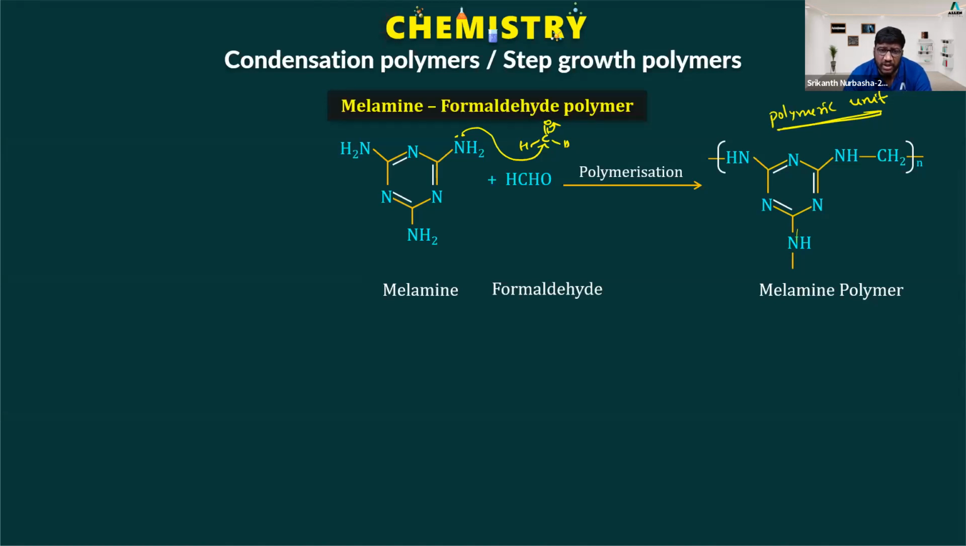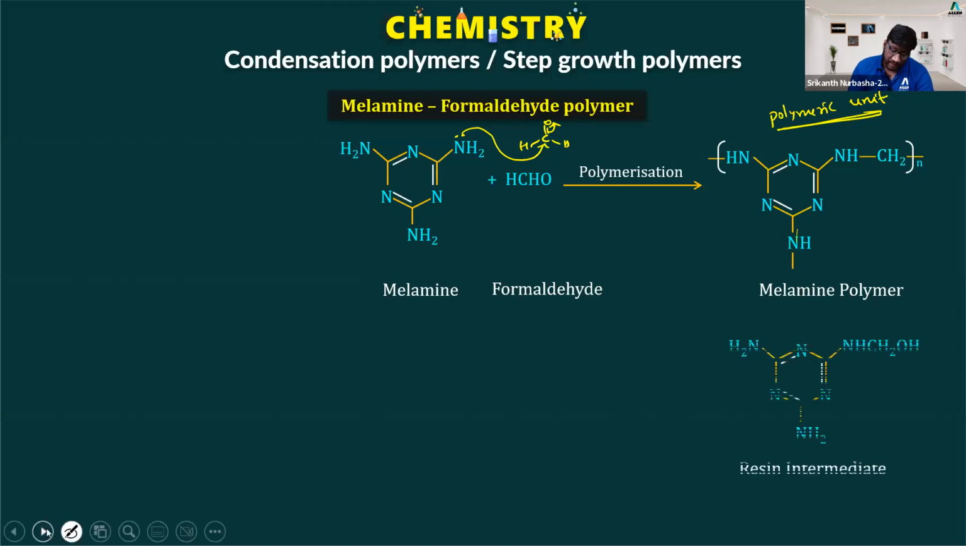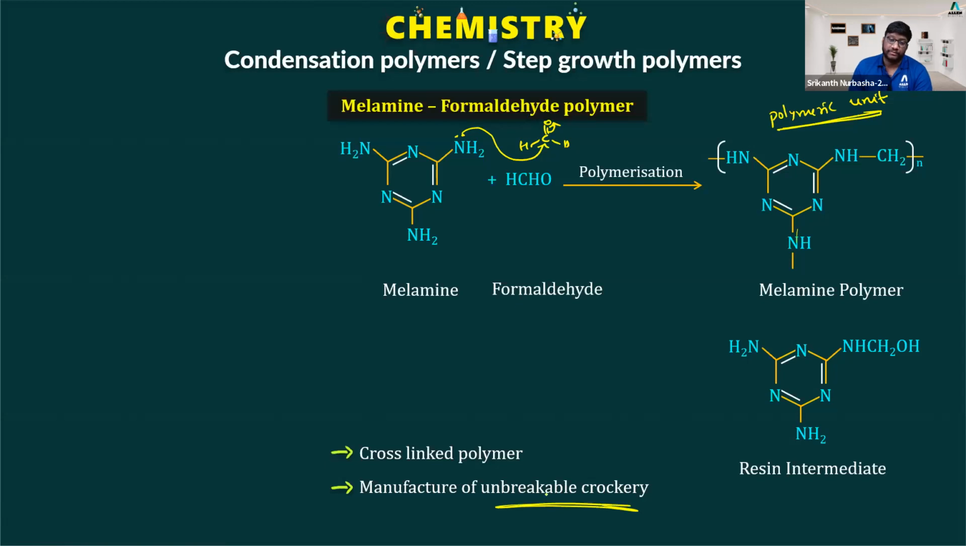Okay, and it is also a cross-linked polymer because it has cross linkages, and cross-linked polymers will have great tensile strength. They are strong. It is used for the manufacture of unbreakable crockery.